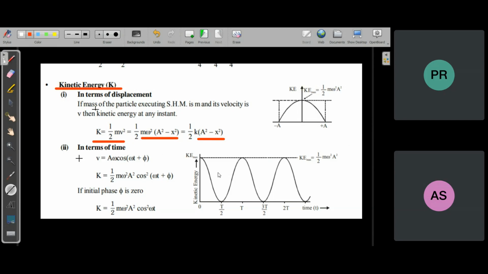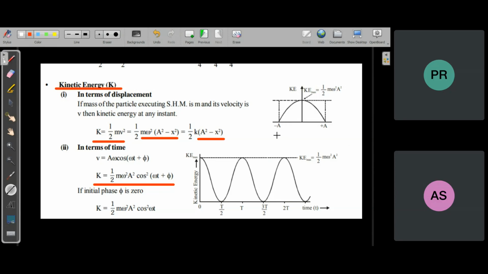If you want the equation in terms of time, then in place of x you just substitute a sine omega t plus phi. That's it. If you substitute a sine omega t in place of x, you will get the equation of kinetic energy in terms of time, which is this. Look at this derivation and ask your doubt. Look at the graph also.